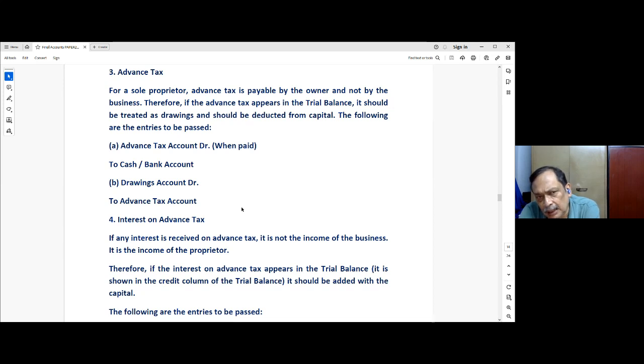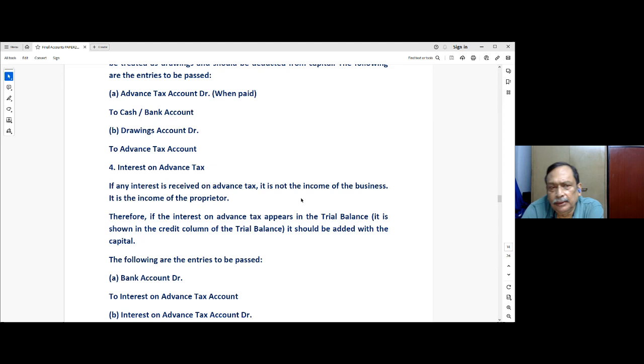number one, advance tax account debit when paid to cash or bank. Second, drawings account debit to advance tax account. Then we are coming to interest on advance tax.